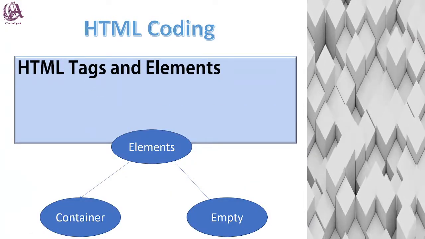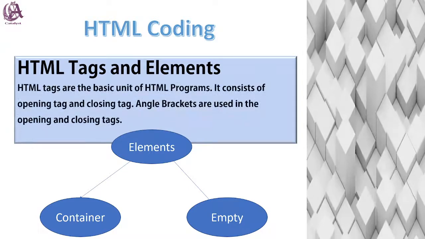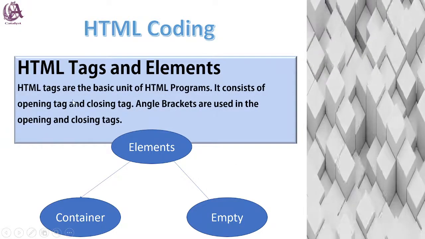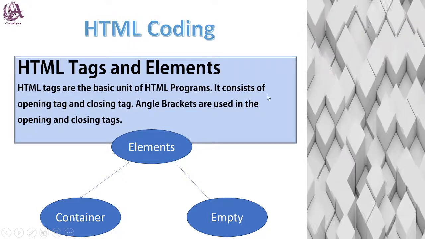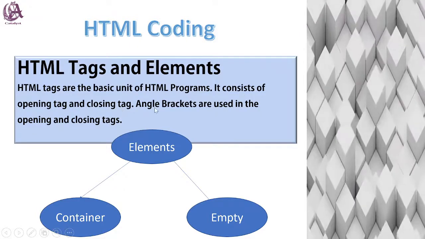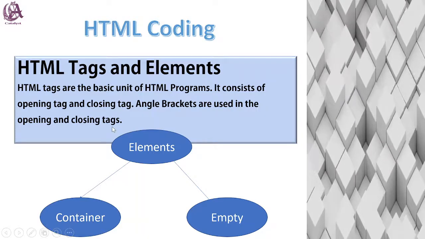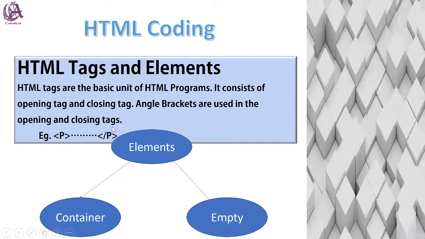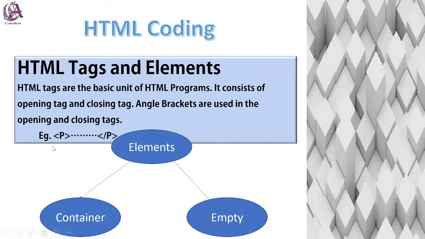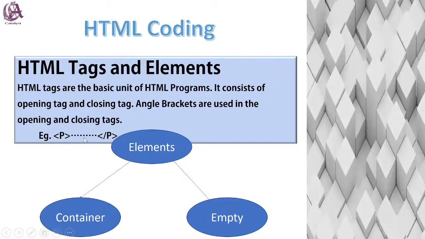Now tags and elements. There are two types of tags and elements. So first of all, let us understand what are these tags. They are the basic unit of HTML program. It consists of opening and closing tag, and angle brackets are used in the opening and closing tags. So the example can be again the paragraph element. We have put a ... because something will come here.